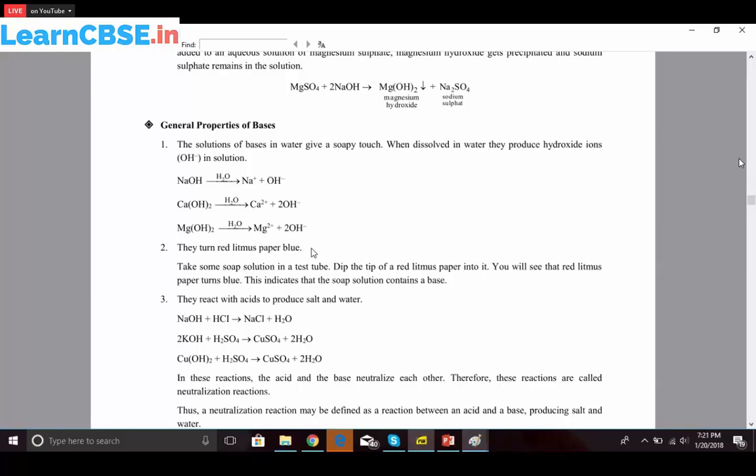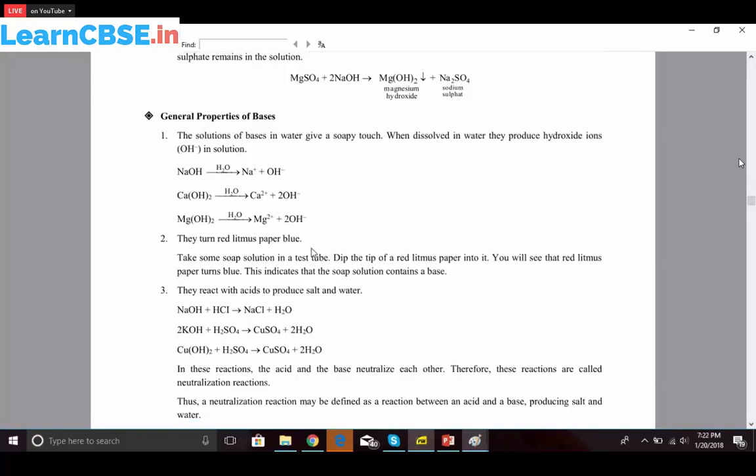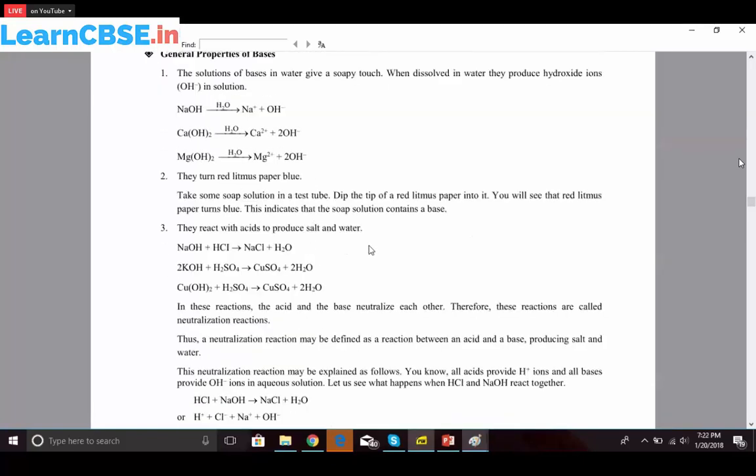Yeah. So if you want to find out whether it is a base or not, we have to use the red litmus paper. If it turns blue, then it is a base. So this is just the opposite of the acid. For acids, we have to use blue litmus, which turns red. Suppose you want to test whether something contains a base or not, we can take soap solution, because soap contains NaOH, which is a base. So if you dip the red litmus paper in the soap solution, it turns blue. It indicates that the soap contains a base.